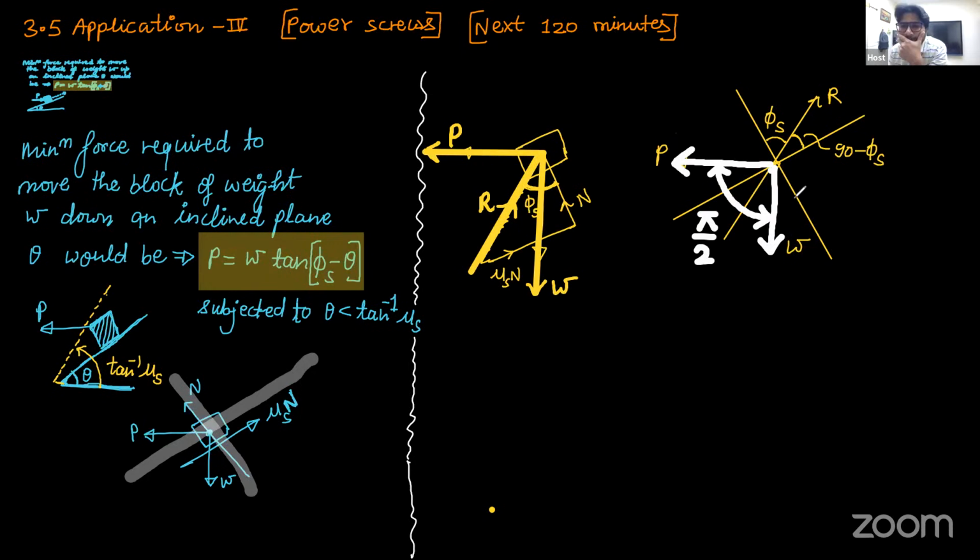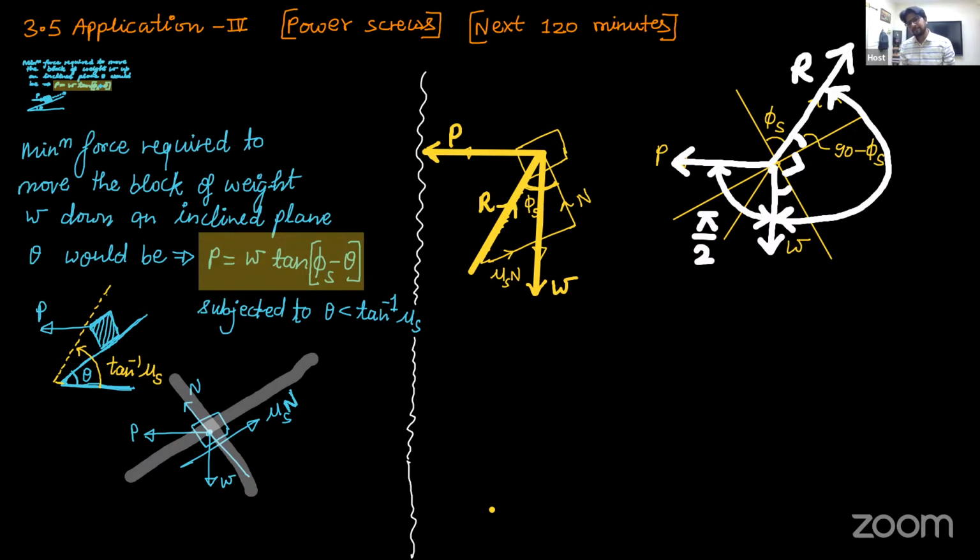The angle between weight and normal is theta, and then there is 90 degrees between normal and tangential of the plane, and then there is 90 minus phi s. So can you calculate the angle between resultant reaction R and the weight W now? Yes, we can calculate this angle easily. This angle will become theta plus 90 minus phi s.